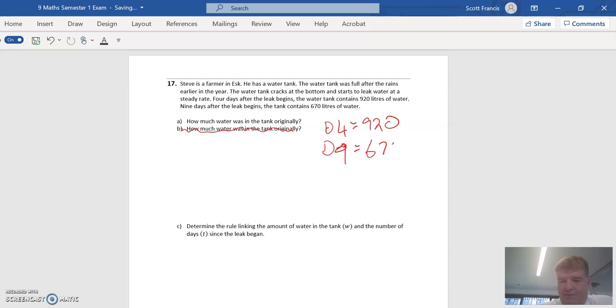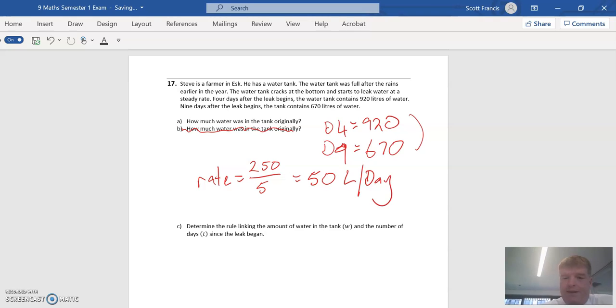Day 9 equals 670. So the rate at which the water is leaking: we've seen that it's fallen in capacity by 250 litres in the 5 days between, so it's losing 50 litres per day. Now, if it's 920 at day 4, going back 4 days it's going to be 920 plus 4 days leaking 50 litres per day. 4 50s are 200, so there's going to be 1,120 litres.